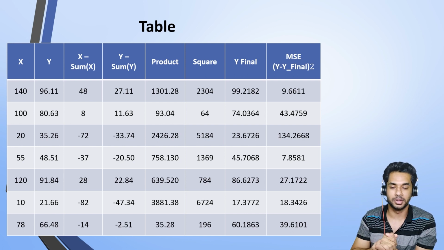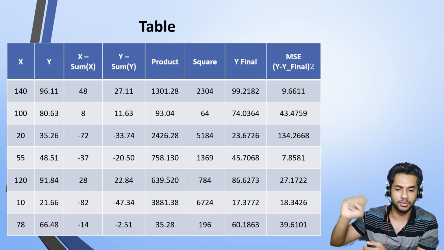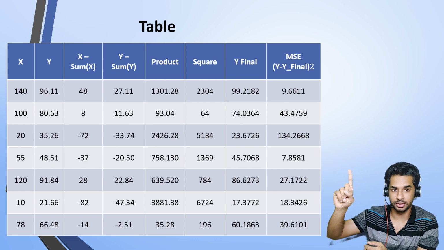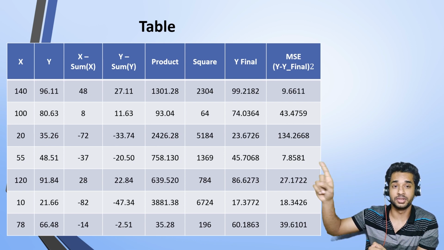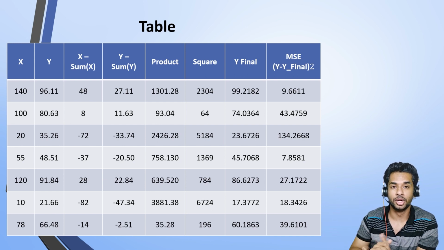If you look at the table right here, we have the y coordinate and then the y final. Can you see any difference between the two? We have the y coordinate as 96.11 in the first row, and the y final, that means the improved y coordinate, as 99.22. What is the difference between the two? 3 points. Am I right? Yeah, it's approximately 3 points.